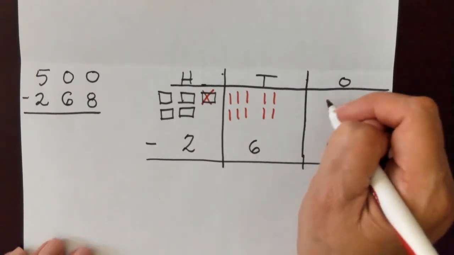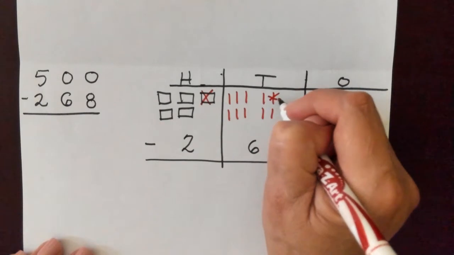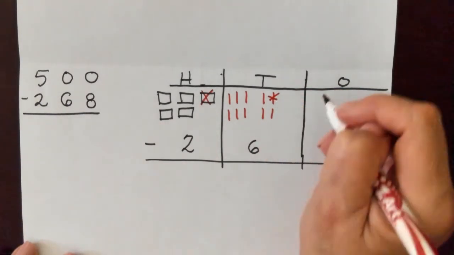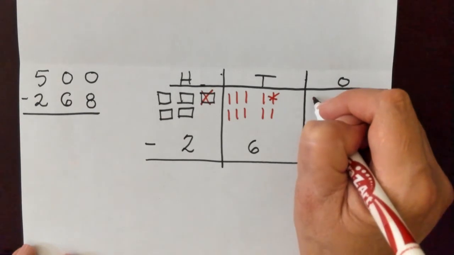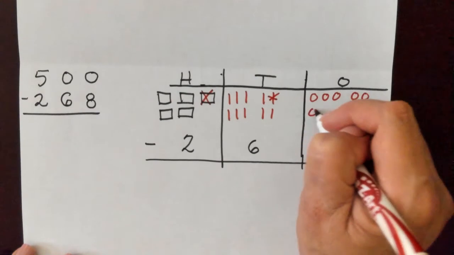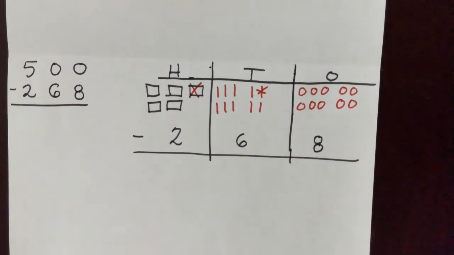Then the ones are like, wait, what about me? Oh, sure, I'll lend you 10. How many ones in 10? Well, that's 10. 1, 2, 3, 4, 5. 1, 2, 3, 4, 5. Now we can take away. Let's see, I'm going to use the black pen so it stands out a little bit.